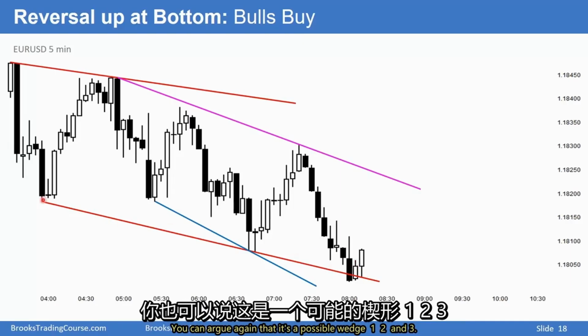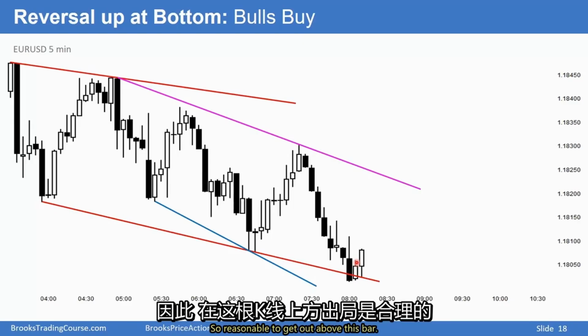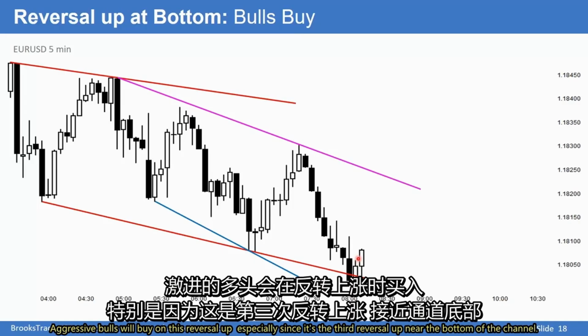You can argue again that it's a possible wedge. 1, 2, and 3. So it's reasonable to get out above this bar. Aggressive bulls will buy on this reversal up, especially since it's the third reversal up near the bottom of the channel.